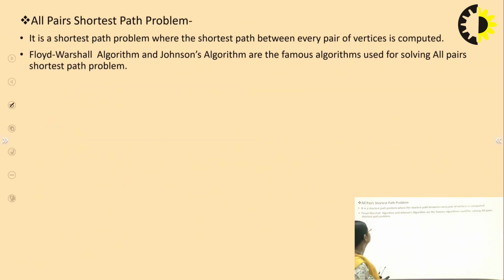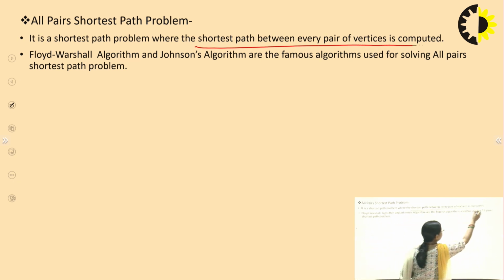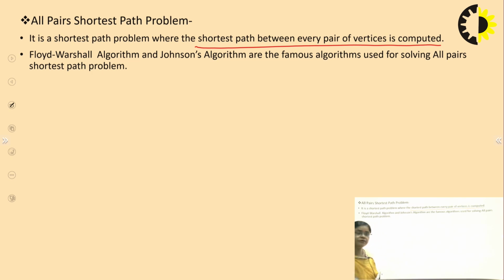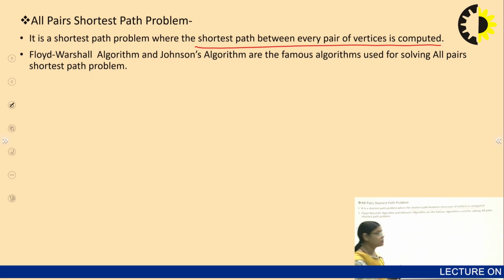Right? Now, all pair shortest path algorithm. All pair shortest path algorithm is where the shortest path between every pair of vertices is computed. Right? We are taking the edges and finding how many paths or the minimum amount of time we can take. So, two algorithms are there for the all pair shortest path problem, that is your Floyd-Warshall algorithm and Johnson's algorithm. Right?